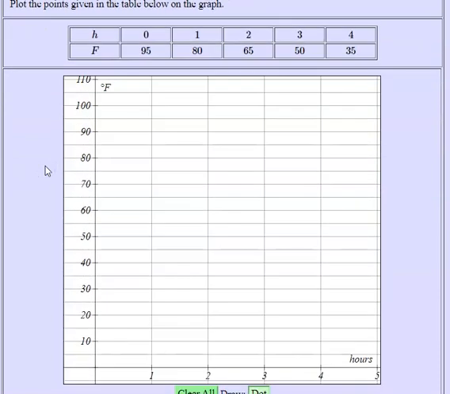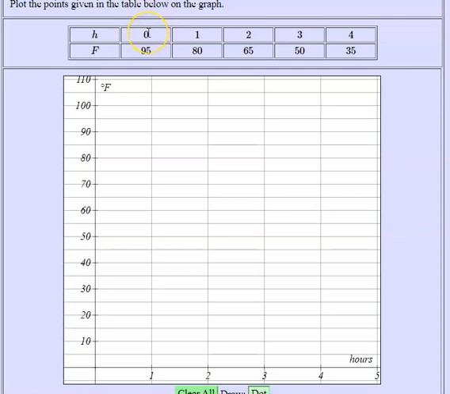So I'm going to scroll down a little bit. Here's our table. So notice this is our horizontal axis, or our axis for the independent variable. It's labeled hours and it corresponds to H, which is measured in hours. And this is our vertical axis, which represents the variable F, and it is labeled in degrees Fahrenheit because this is a temperature.